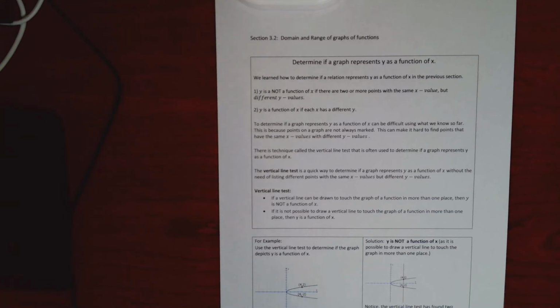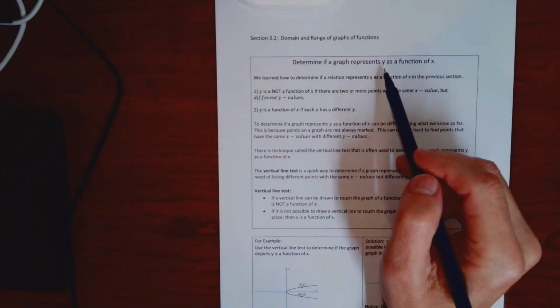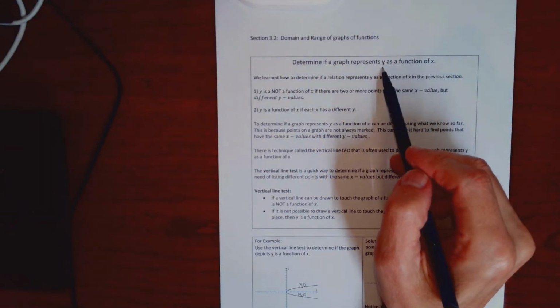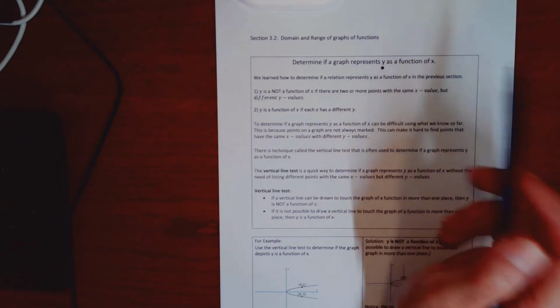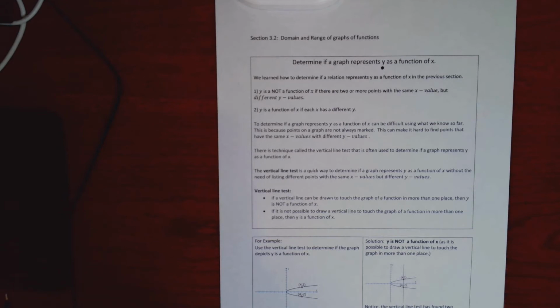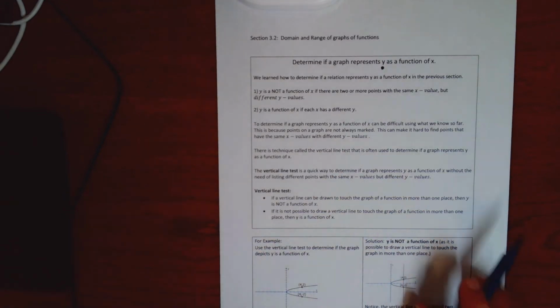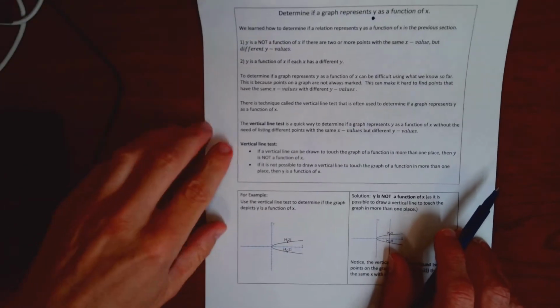So the first thing we're going to need to be able to do in this section 3.2 is, if I give you a graph where the points are connected, when the points are connected the graph has infinitely many points. If I give you a graph where the points are connected, how do I determine if y is a function of x or y is not a function of x? Super easy to do. We just do something called the vertical line test.